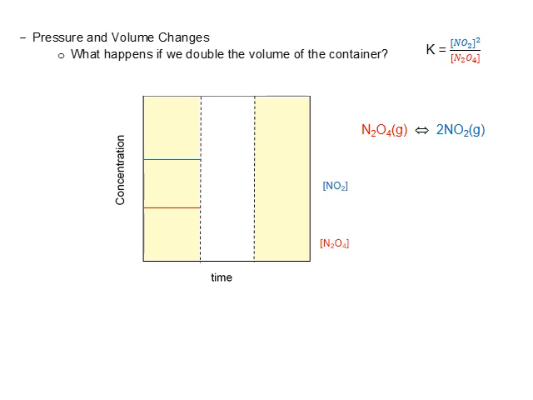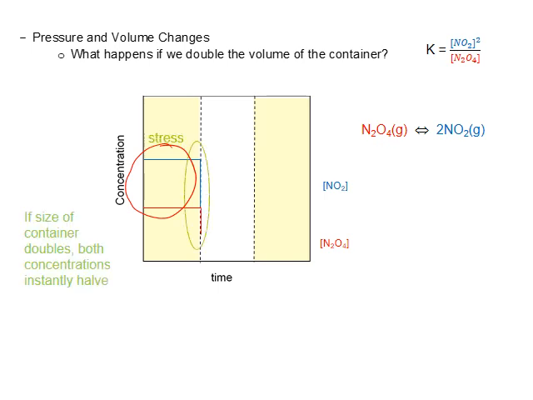Sticking with the same example of the dissociation of N2O4 gas to two NO2 molecules and starting with the system at equilibrium, what happens if we double the volume of the container? If we double the size of the container, we will actually cut both concentrations of reactants and products by a factor of 2. This is shown in the graph above. What effect will this have on the position of equilibrium? Are we still at equilibrium? To evaluate this, we need to evaluate the value of the reaction quotient Q. This is shown in the following equation.